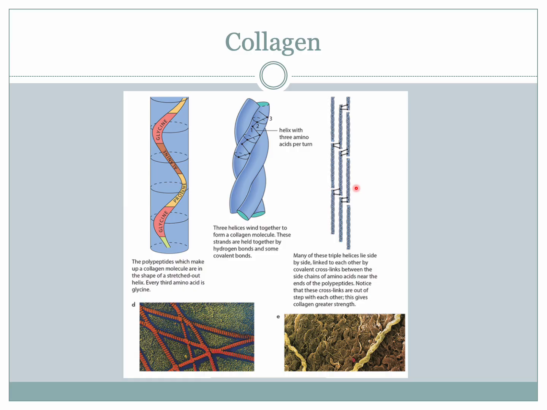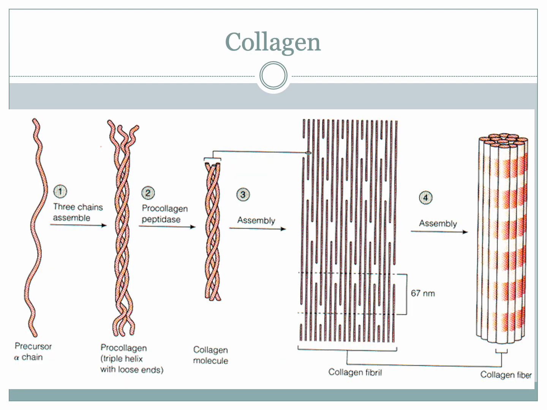They're linked side by side. You have some cross links between them, giving it more strength. And then as these are bonded together, many of them are going to combine together to make fibrils. And then the fibrils are going to combine together to make the fiber. This is giving you that representation where you have one of the chains and then 3 of them, how they get tight, just giving you a different image.